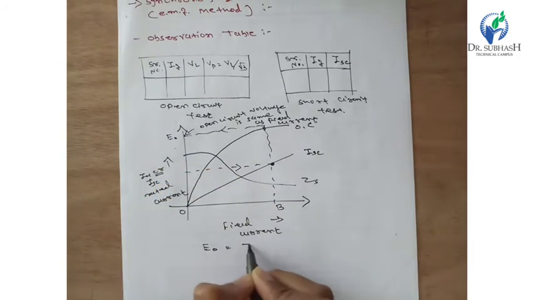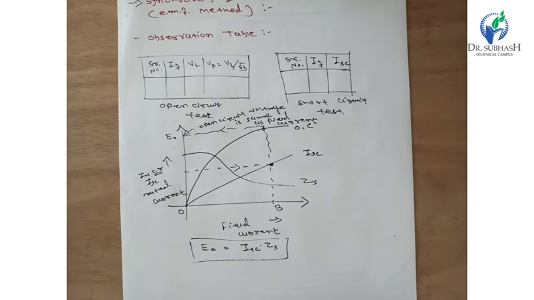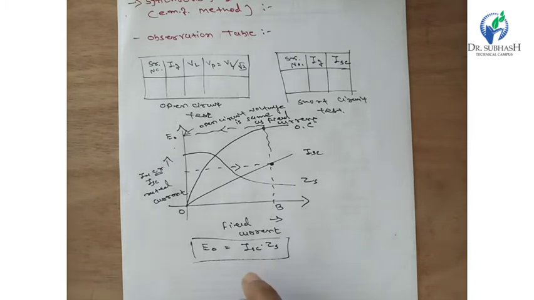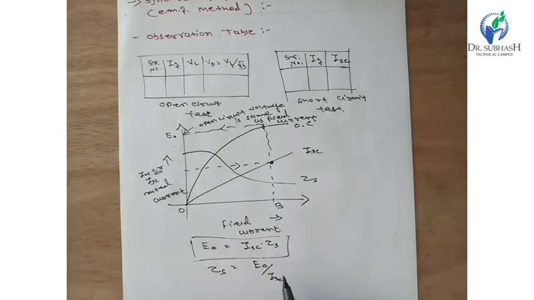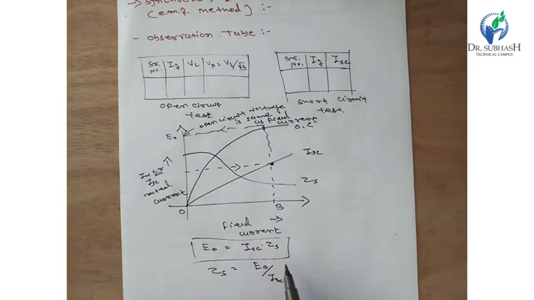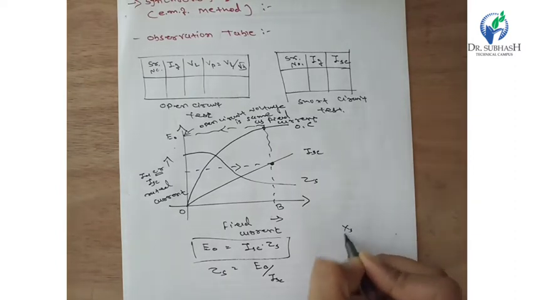It is also represented as ISC into ZS. The equation is E0 is equal to ISC into ZS, the short circuit current into the synchronous impedance. The synchronous impedance ZS is equal to E0 upon ISC. This is the main equation for the next stage. The current value will be the same. The synchronous reactance is generally represented as XS.